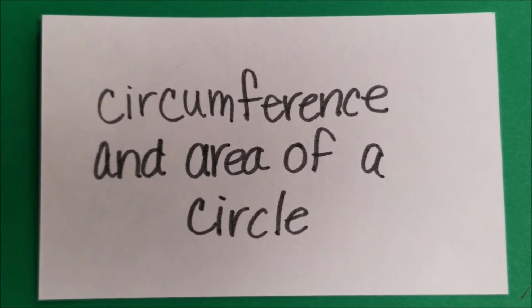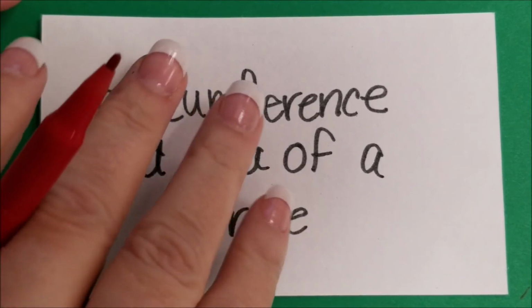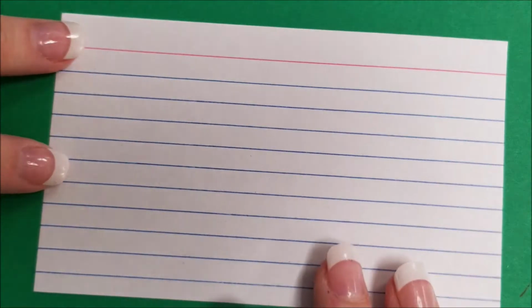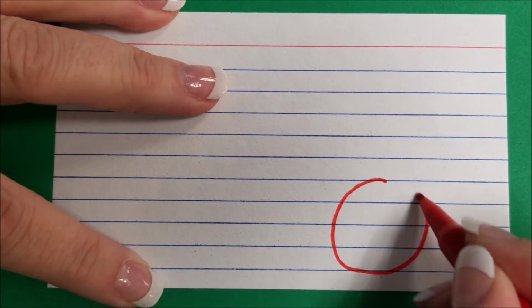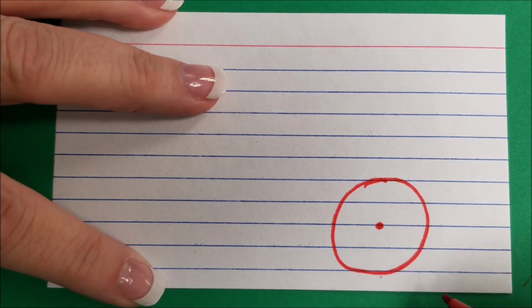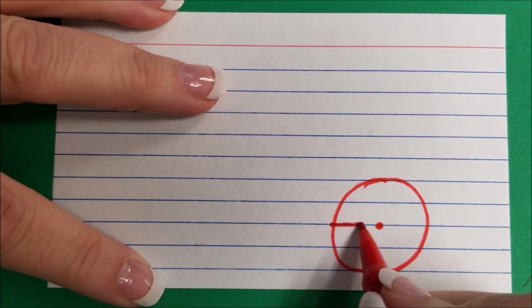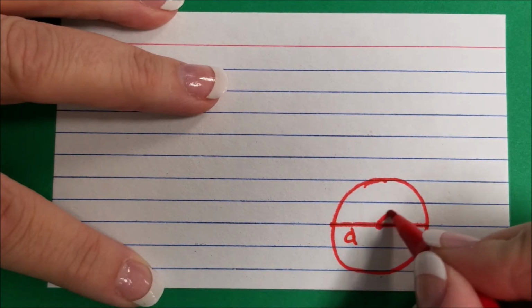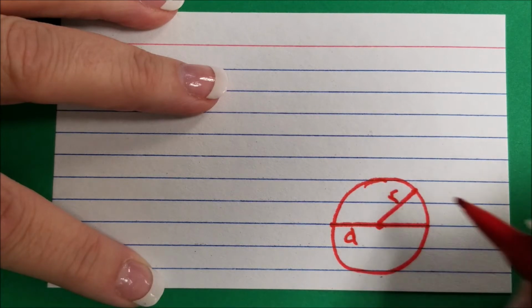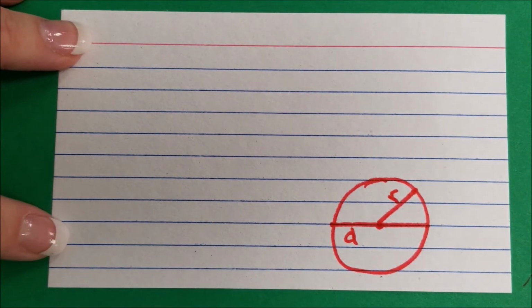And now we get to the circumference and the area of a circle. So let's draw ourselves a circle and put some parts on it. So we've got a center, and we've got a diameter, and we're going to have a radius. Now the circumference and the area also use that real number, irrational number, pi. That's why we had a definition for it.